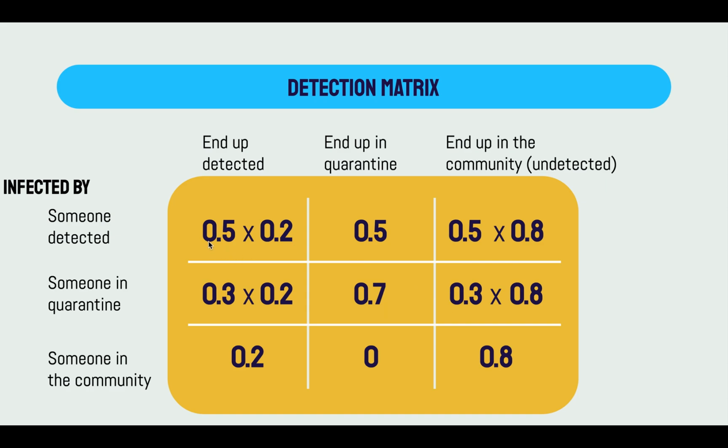And so the probability that someone was infected by someone who's detected and themselves ends up being detected is going to be 0.5 times 0.2. The probability that someone is infected by someone who was detected and ends up in quarantine is going to be 0.5. And the probability that someone is infected by someone detected and ends up in the community, or ends up undetected themselves, is going to be 0.5 times 0.8. And so each of these we can assign individual probabilities to based on that previous slide with those symbols.